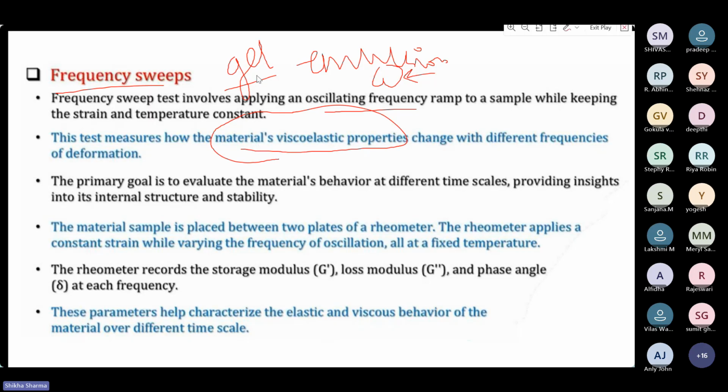From this, we can also predict whether it is a shear thinning material or a shear thickening material.